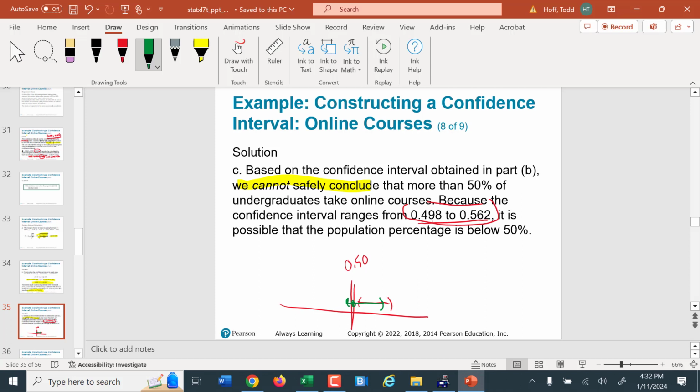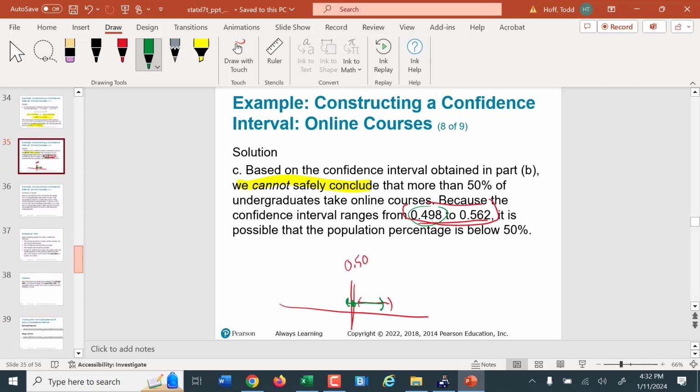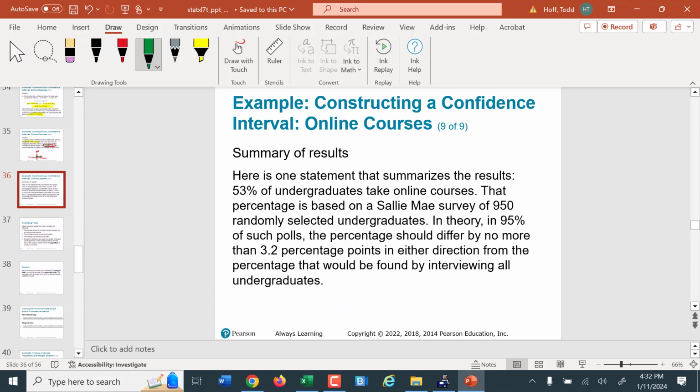And remember we said even though it's at the very edge of this interval, the actual true population proportion is equally likely to be at any point in that interval. So we can't say, oh, it's at the edge, so we're pretty sure that it's more than 50%. No, we can't say that. 50% is in the interval, so we're not sure. It is very, very possible from this interval that 50% or less of students take online courses.